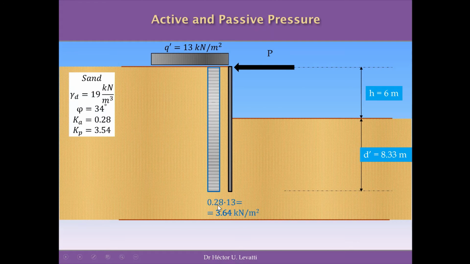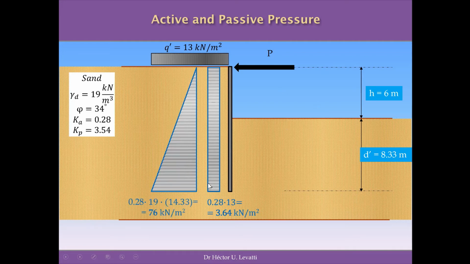So the base of this rectangle will be 0.28, the coefficient of active pressure, multiplied by 13, the new increased load we have in the problem. The base of the triangle that represents the active pressure, because of the self weight of the ground, is 0.28 times 19, the unit weight, times the total height of the wall, which is 6 plus 8.33, which is 14.33, and this is 76 kilonewton per square meter of pressure.